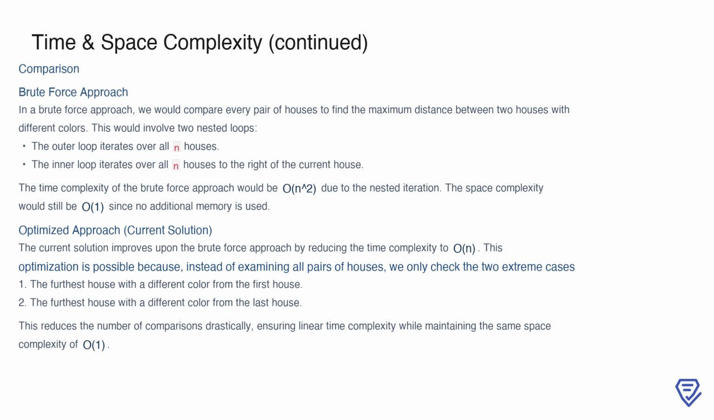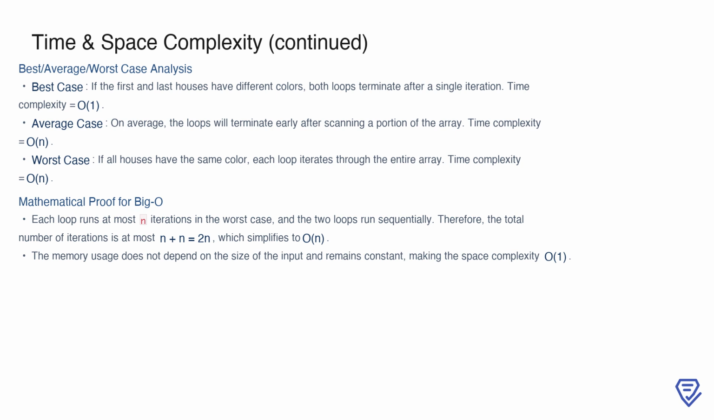On the other hand, the current solution avoids the inefficiency of nested loops by focusing on two specific cases: the furthest house with a different color from the first house and the furthest house with a different color from the last house. This drastically reduces the number of comparisons, making the time complexity O(n), while still maintaining the minimal space complexity of O(1). Finally, let's analyze the solution under different scenarios.